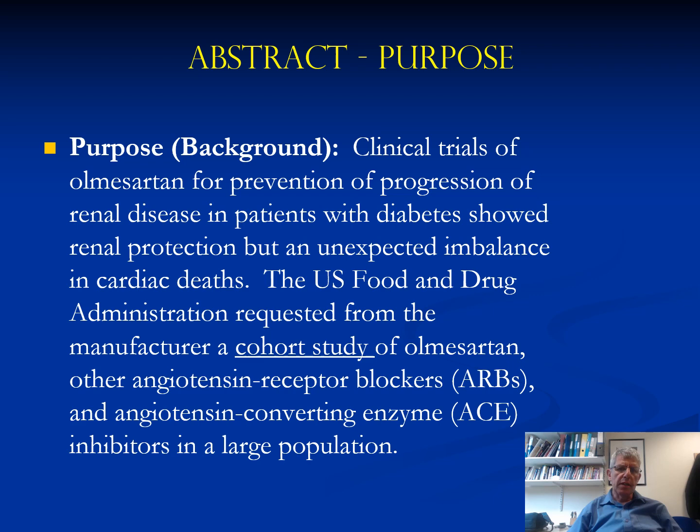The abstract states that clinical trials of olmesartan for the prevention of progression of renal disease in patients with diabetes showed renal protection but an unexpected imbalance in cardiac deaths. The US Food and Drug Administration requested from the manufacturer a cohort study of olmesartan compared to other drugs shown here. So the first question is, why did they want a cohort study? We will look at this in a later slide.